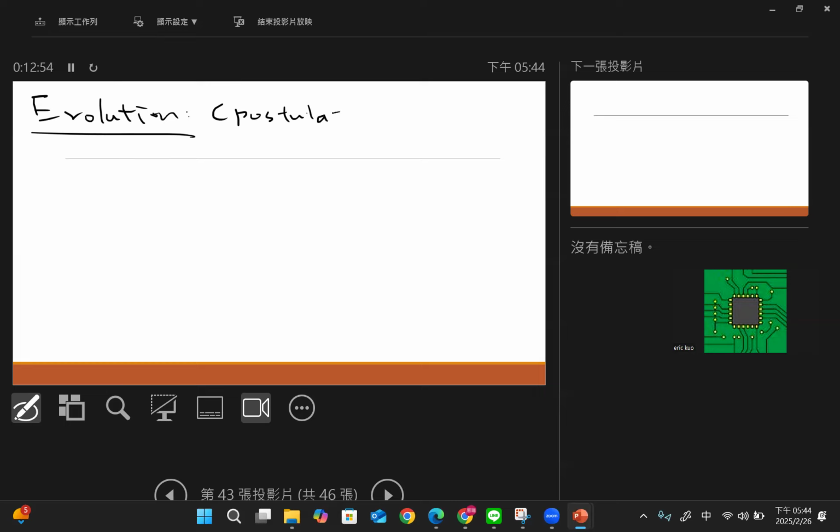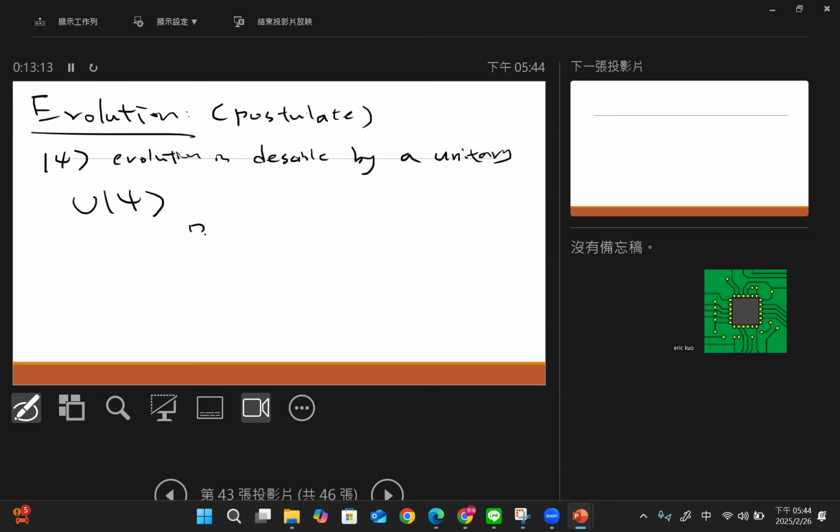This postulate says that the state evolution is described by a unitary, U applied on psi. And this is basically everything. So this evolution axiom just says that whenever I give you a state psi, the only allowable process is that I take some unitary and apply it on psi.